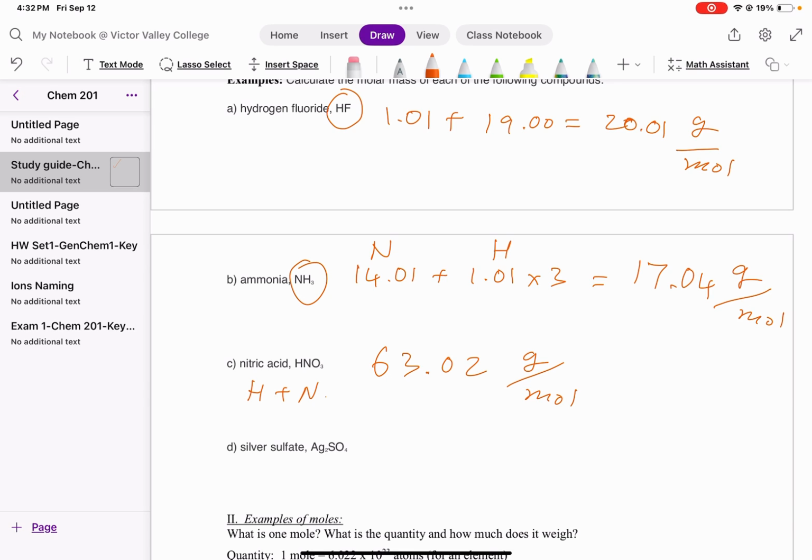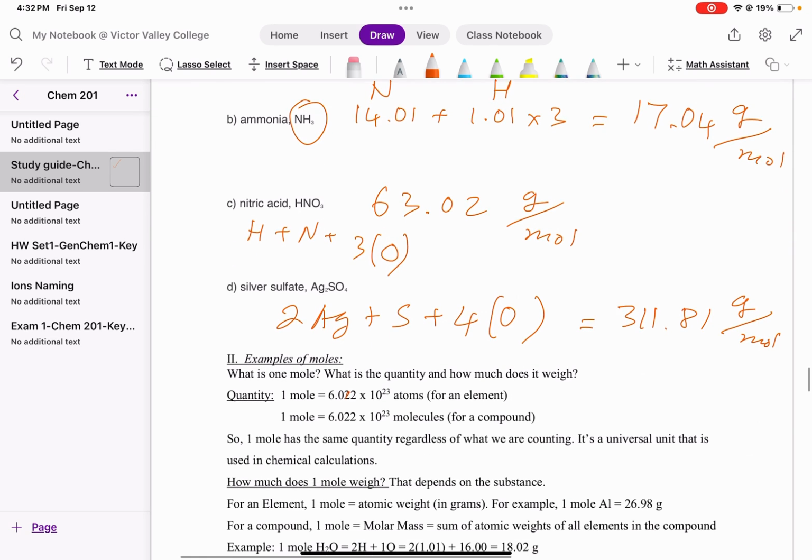Hydrogens, 3 oxygens. Silver sulfate, you've got 2 silver plus 1 sulfur plus 4 oxygens. Plug in all the numbers, look up the atomic mass, plug in all the numbers. 311.81. Okay, so that's how you figure out molar mass.